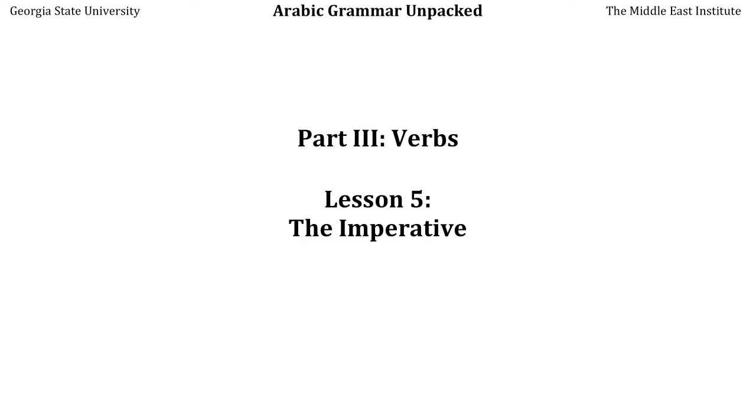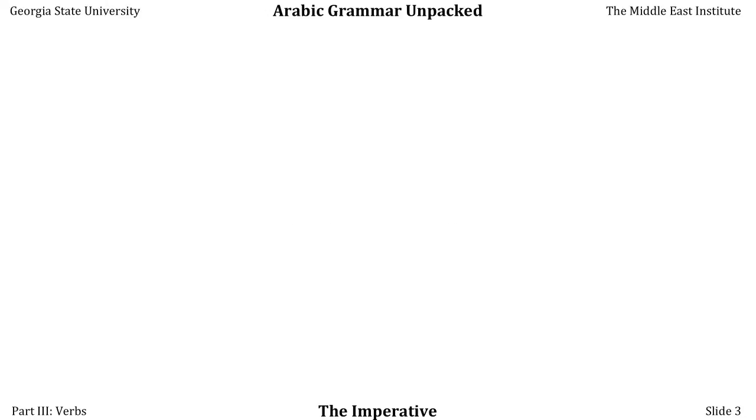In this lesson, we will be discussing the imperative or command forms of verbs. In the lesson on the Mudari' Majzum, the present jussive, we learned to use the negative command. So in this sentence, La ta'kul fi dhalika al-mat'am, what we're saying is don't eat in that restaurant. It's very easy to tell someone not to do something in Arabic.